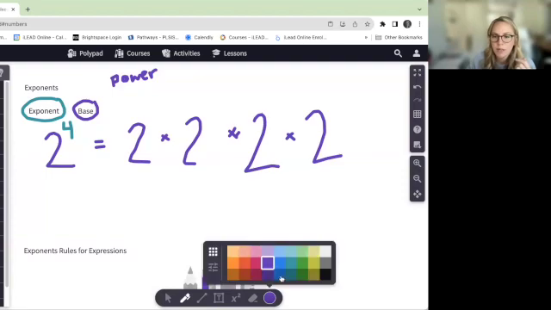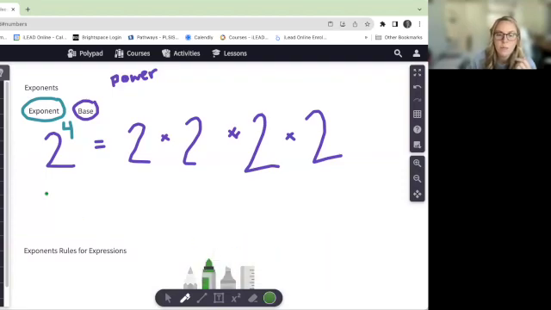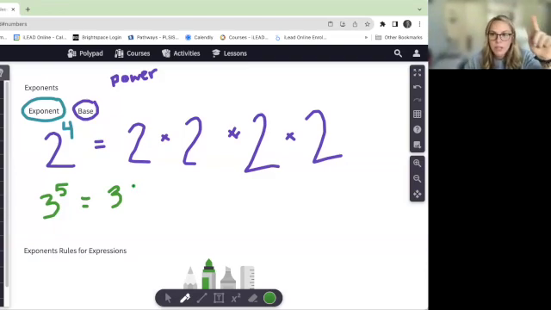Let's look at another one. How would we read this one? Let's say we had 3 with a 5 up in the exponent. So your base is the 3, and it's being repeated. We're pulling that slinky out. Check your exponent up in the clouds is a 5. So we're repeating this 3 out 5 times.